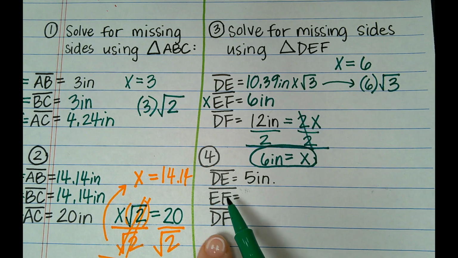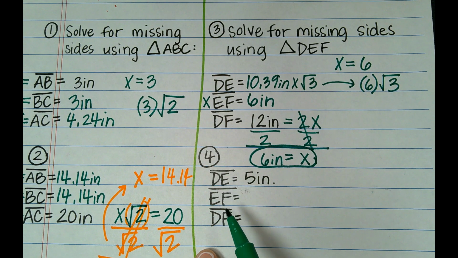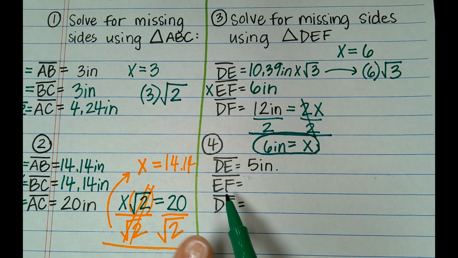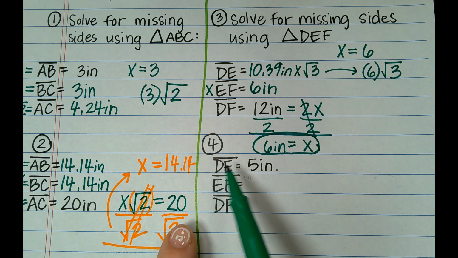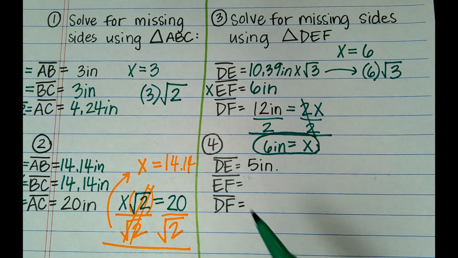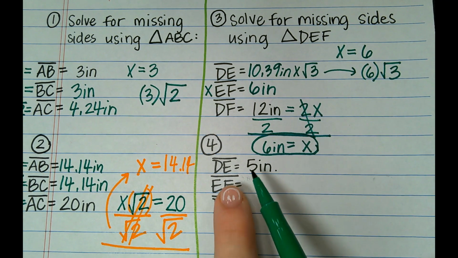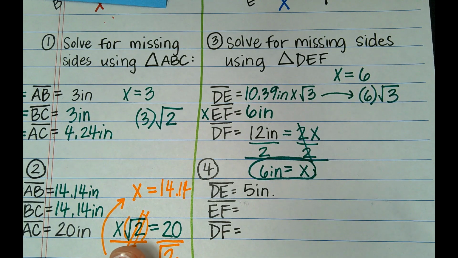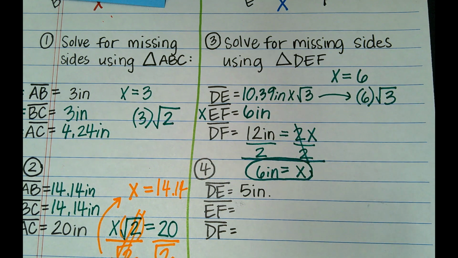So number 4, we're using the same 30, 60, 90 triangle, DEF. And this time, we've been given the length from D to E. It's 5 inches. Now, what is the first thing I said we need to solve for? X. So if I know that DE is 5 inches, how can I use that to solve for X? Erica. 5 divided by the square root of 3.